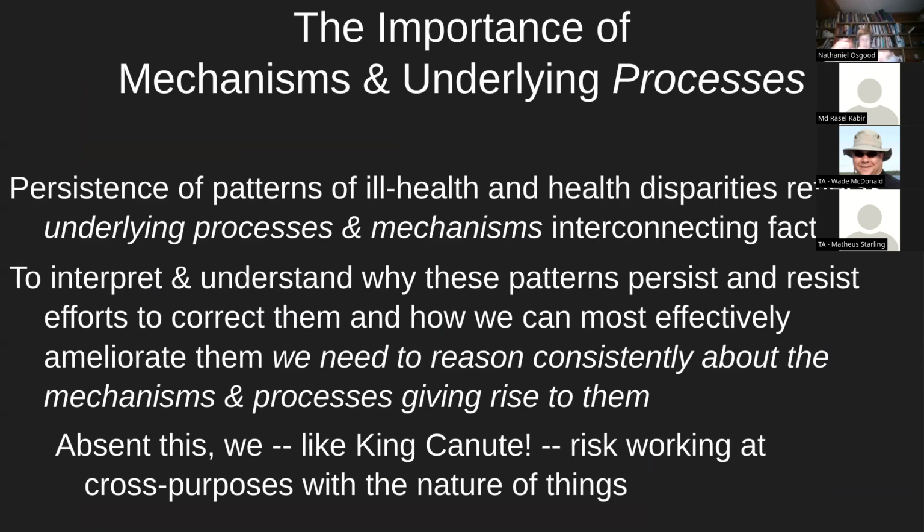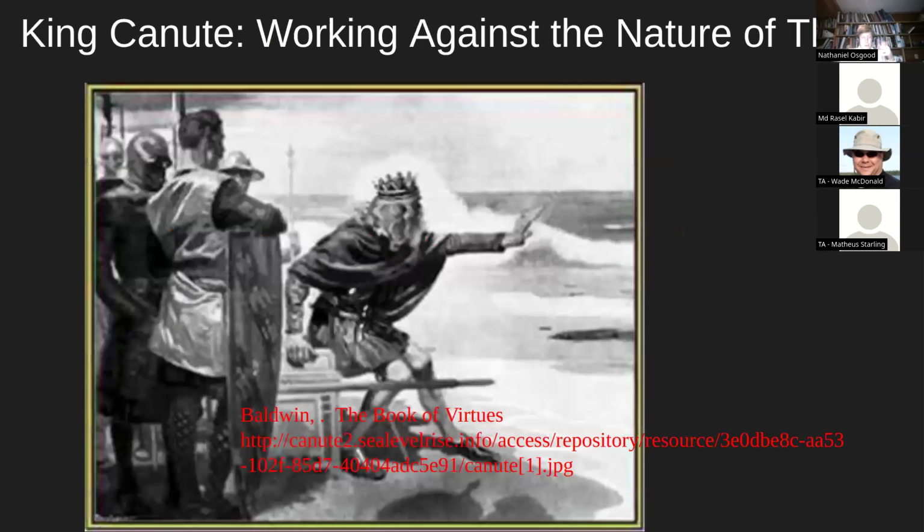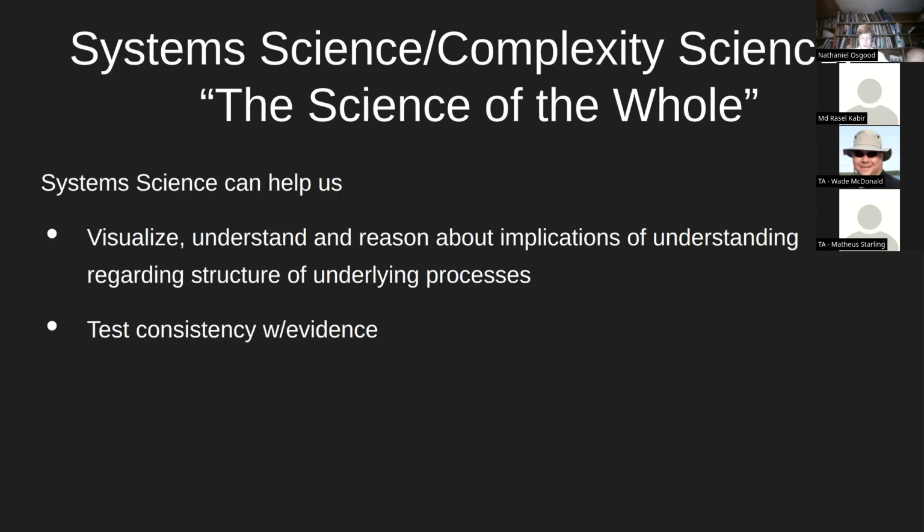To interpret and understand why these patterns persist, why we see certain changes over time, and to understand why they may resist impacts to correct them or to change them or to bend that curve. We need to reason about these mechanisms. Otherwise, we risk working at cross purposes, like poor King Canute, misadvised by his flattering advisors, just like a certain, well, enough said. There's agency on both sides.